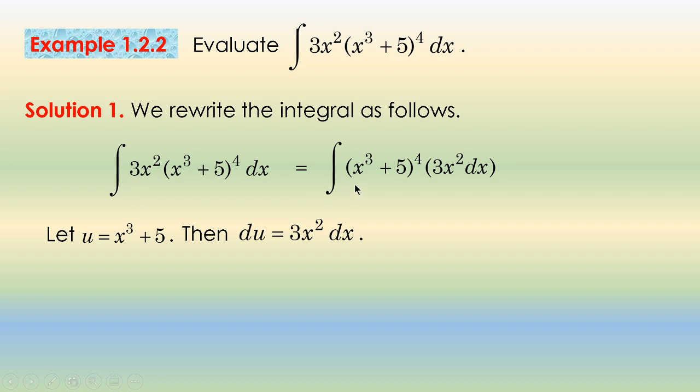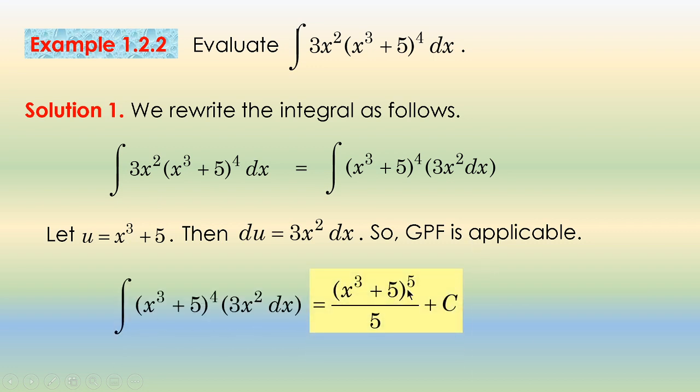So this integral is read as u to the n du. Since this integral takes the form of the integral of u to the n du, we can apply the general power formula. Hence, we have the integral of u to the n du is equal to u to the n plus 1 all over n plus 1 plus c. So where u is x cubed plus 5, that is the quantity x cubed plus 5 to the fifth all over 5 plus c.